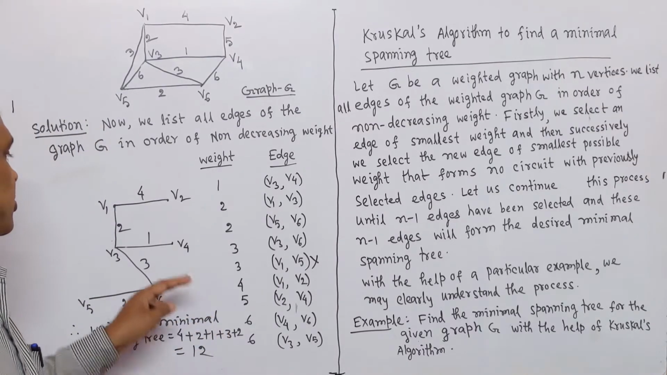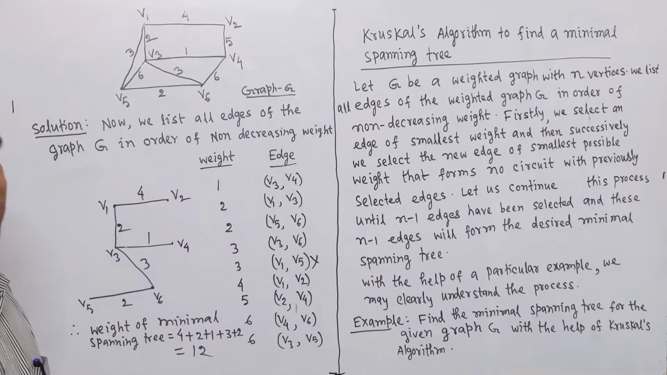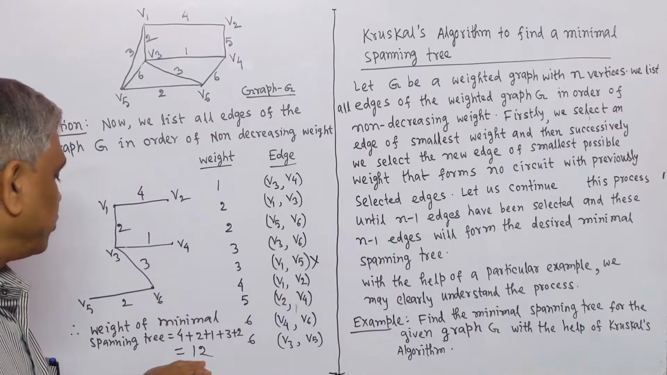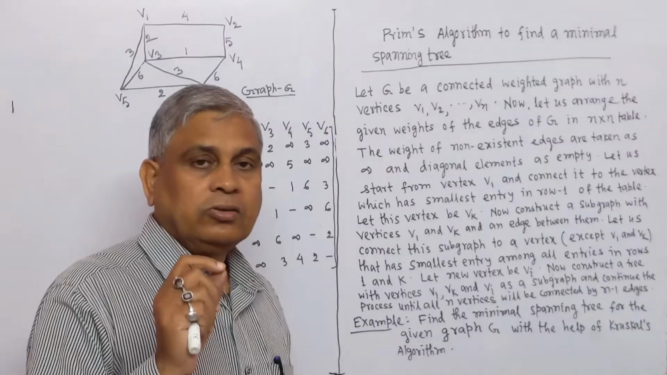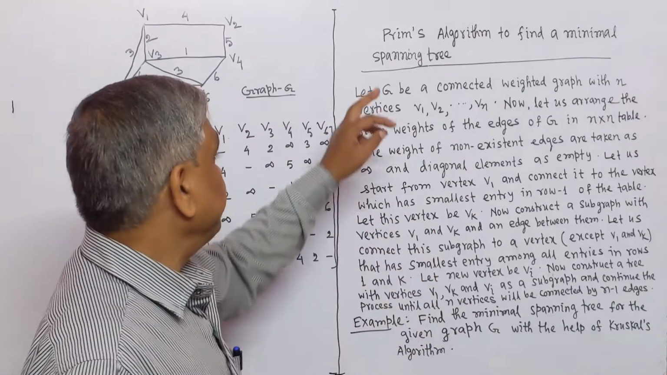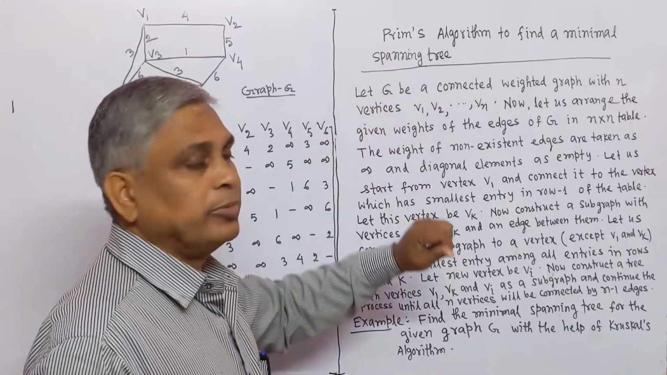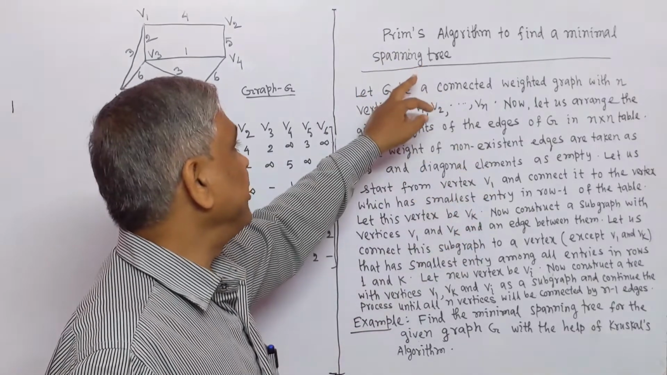And this is the minimal spanning tree with weight 12. Our problem is solved. Now we will describe Prim's algorithm to find a minimal spanning tree.